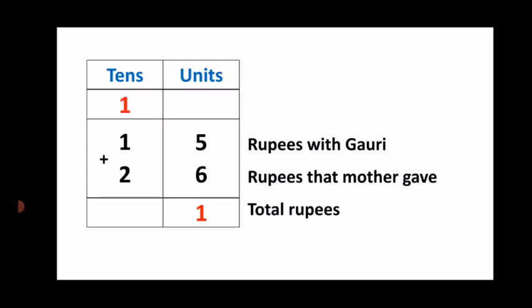After this we will add the tens, that is 1 plus 1 plus 2, that is 4. So we will write 4 under the tens column. So the sum of 15 plus 26 is 41. So the total amount that Gauri had with her is rupees 41. Now children, let us move towards our next story of addition.